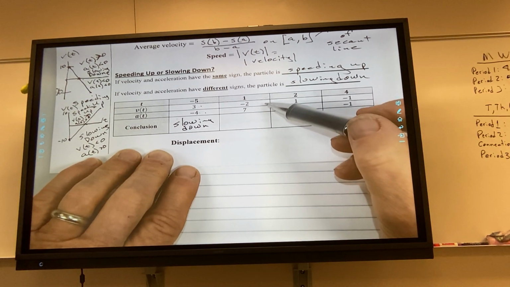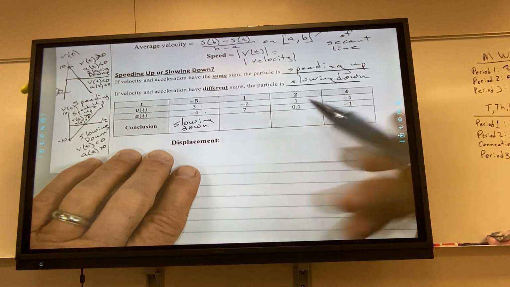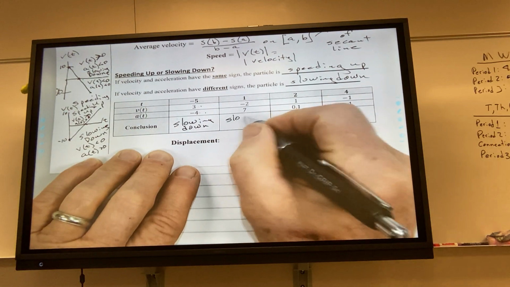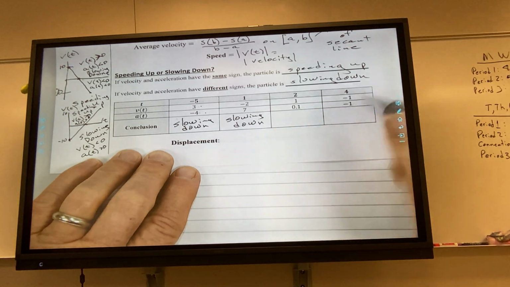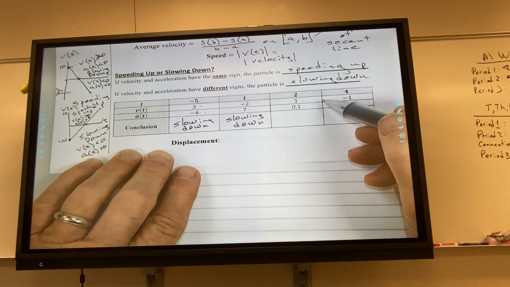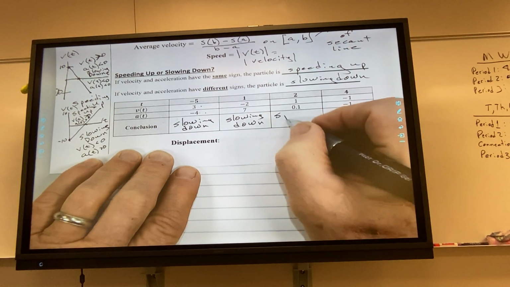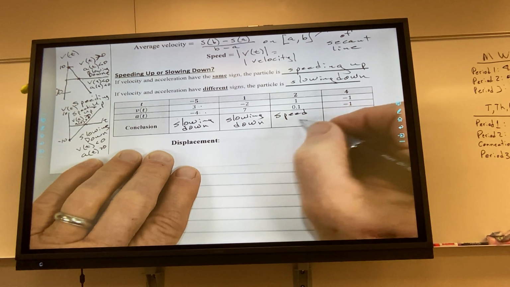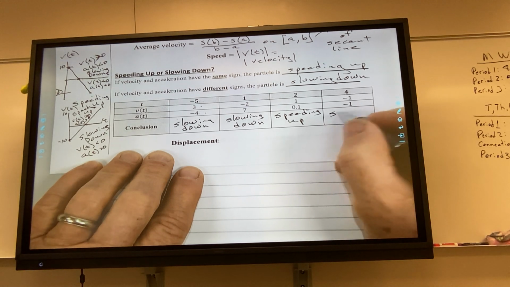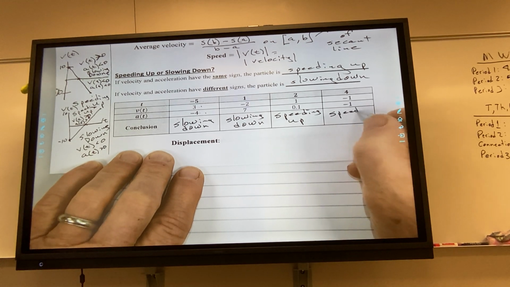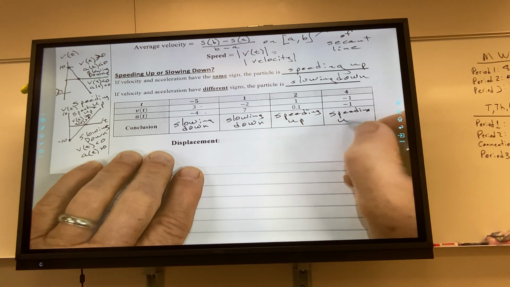Colin, what about here? It's slowing down. For the same reason, correct? Yes. Ben, what about here? Speeding up. Very good. And Austin, what about here? Speeding up. Alrighty.